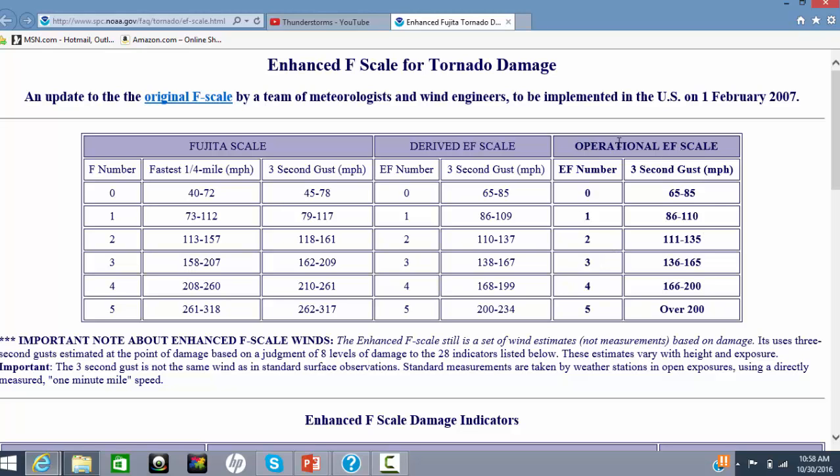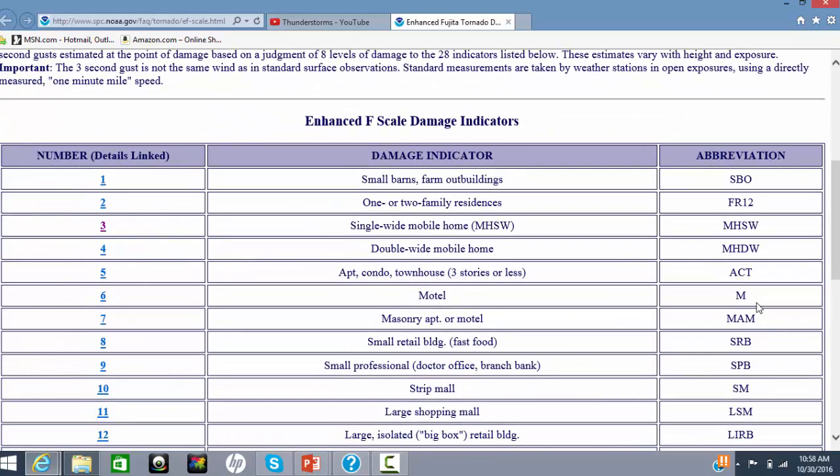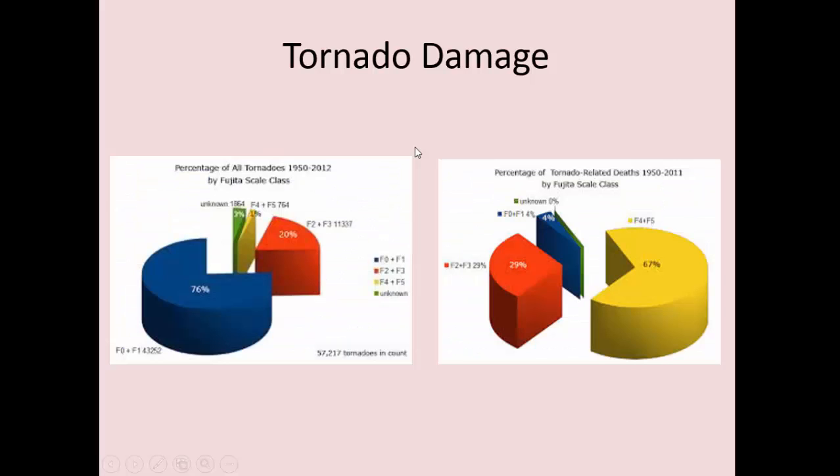All right, well, there you go. There's your EF scale from 0 to 5. Here's how we find it out. It's called the degree of damage. So remember that. We do not actually measure directly the wind speed of a tornado. We go look at the damage it created, and because of Fujita's work over the years from the University of Chicago, we know what kind of wind speed it's going to take to create that kind of damage, and that's how we assign the F scale to it.